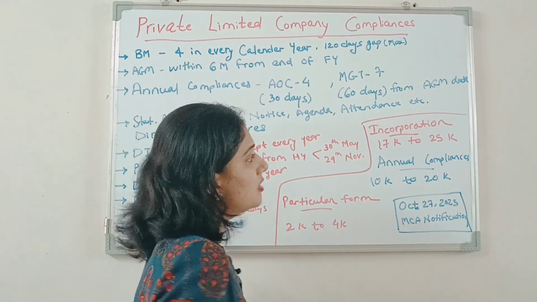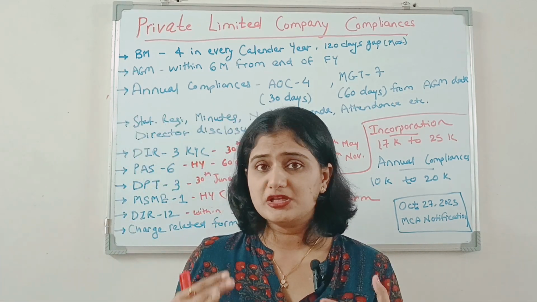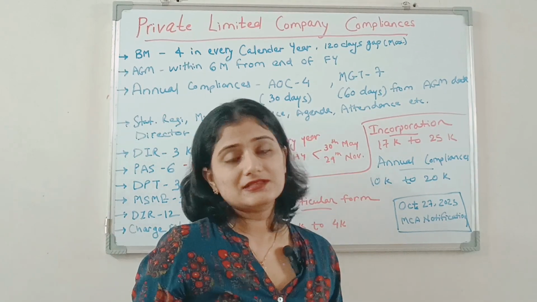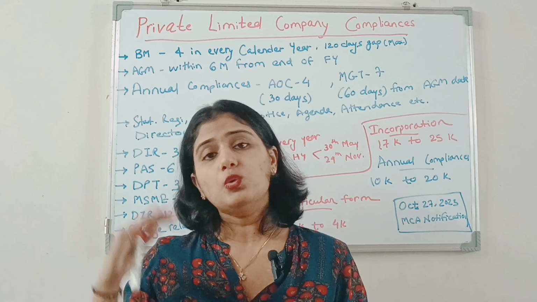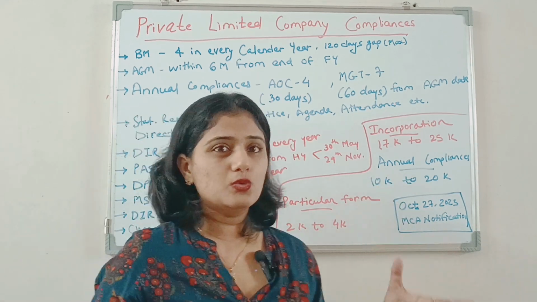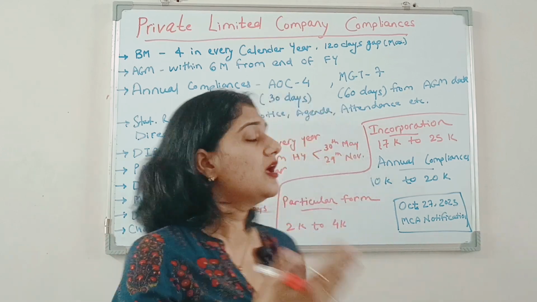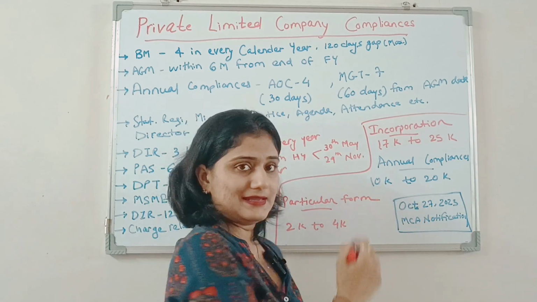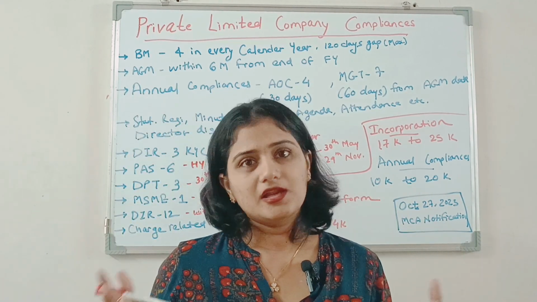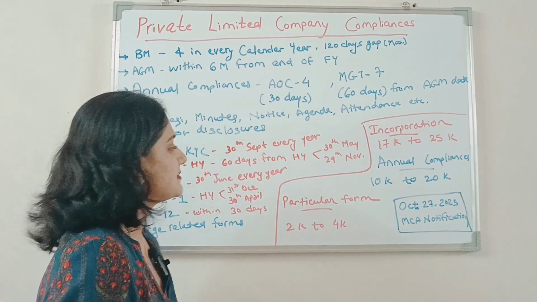Now talking about the cost, what are the charges in the market for incorporation of the company and annual compliances. For incorporation, the charges range from 17,000 to 25,000. And for annual compliances, which include everything like preparation of board meetings, annual compliances, and other event-based compliances, the charges are 10,000 to 20,000. It again depends upon the type of business, the turnover, the earnings of the company, and the share capital of the company. So it varies on a client-to-client basis.